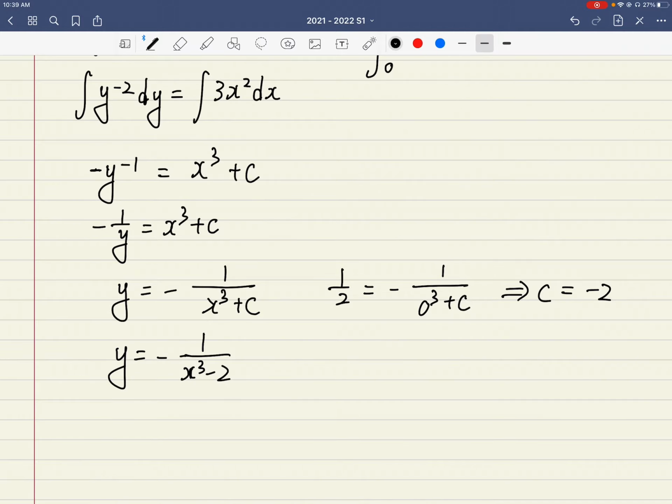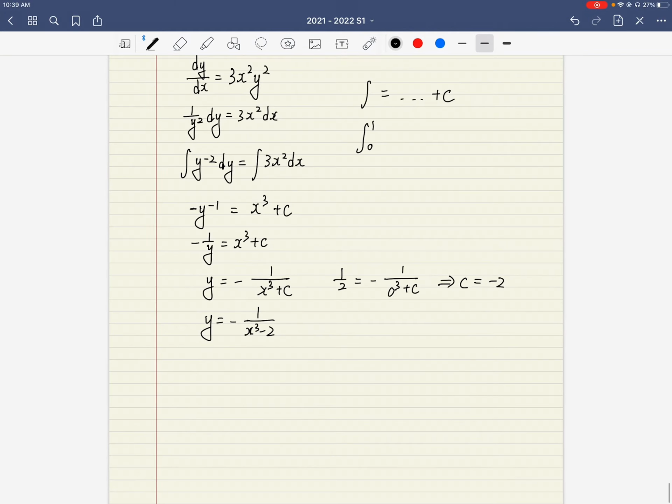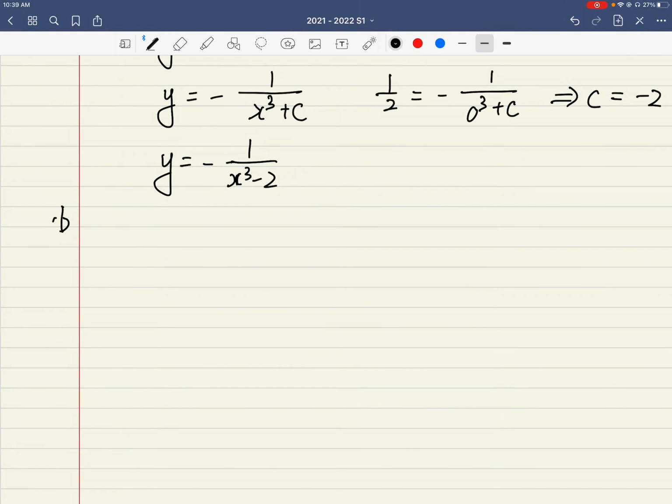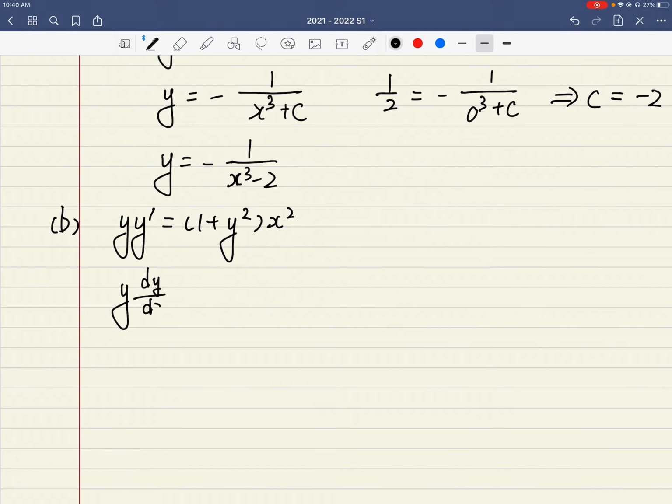Do you have any questions for this part? Okay, so just separate them and do the integration. It's the same for all 4 different parts in part A. For example, y prime is 1 plus y squared times x squared. Again, it is separable because it's a product. Usually when it's a multiplication of some y and some x, it's easy to separate them.